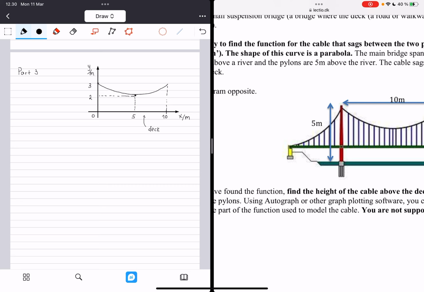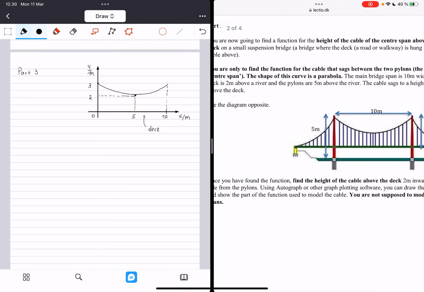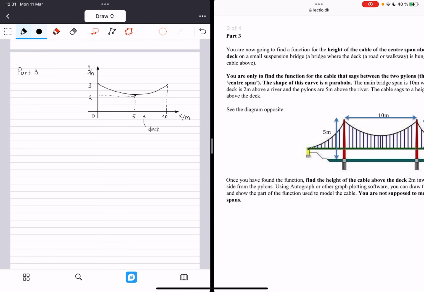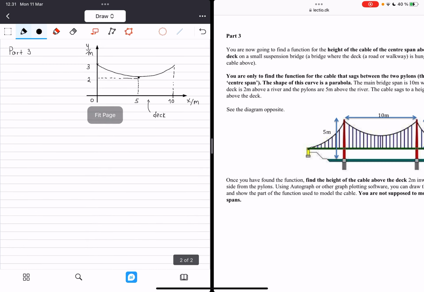This is a very good diagram now. Well, not a very good one to put on the project, but it's very good to understand how we're going to model the function that describes the cable that sags between the two pylons, right? So let's see what we know. Similarly, like before, we know the vertex is going to have coordinates with x being 5, right in the middle of the center span, and the y is 2, that is the height of it. And we also know that when x is 0, the height is 3 meters above the deck.